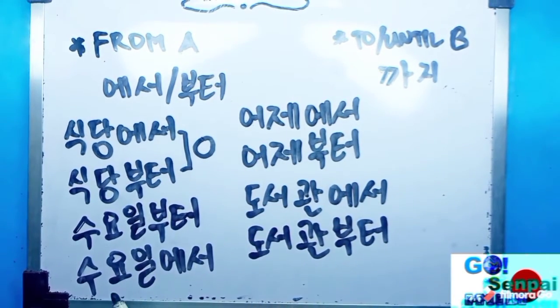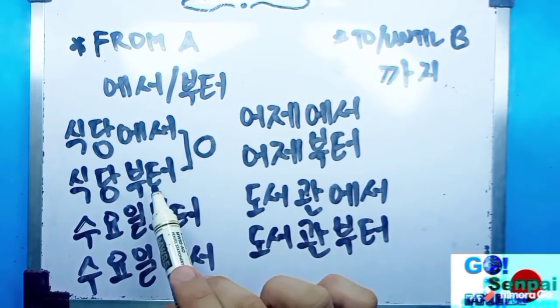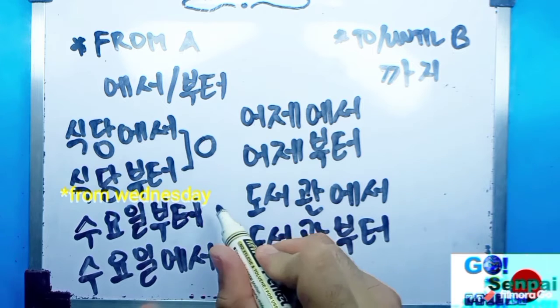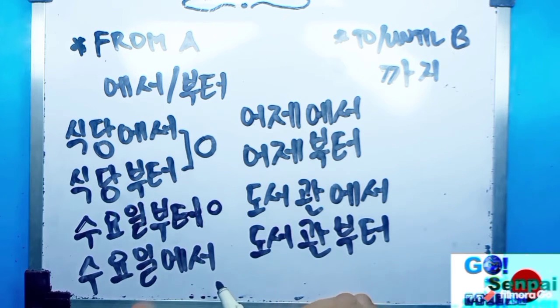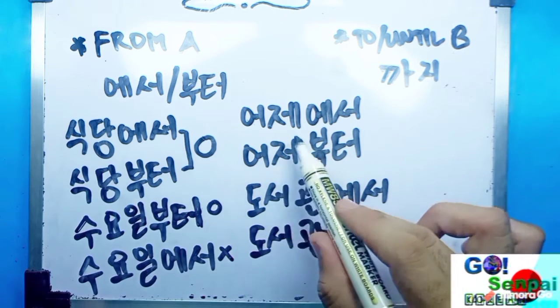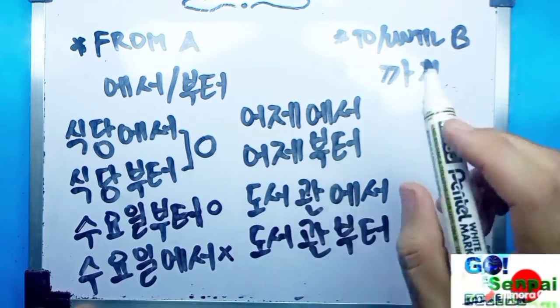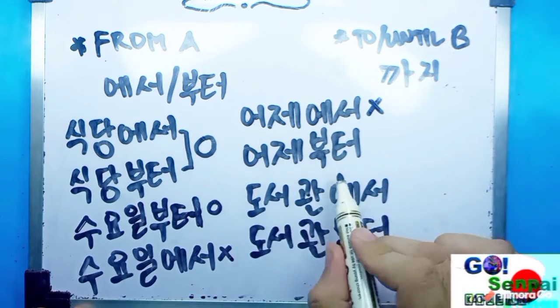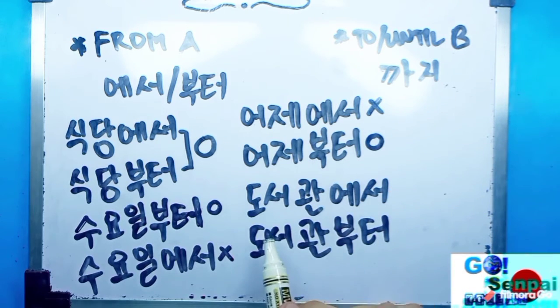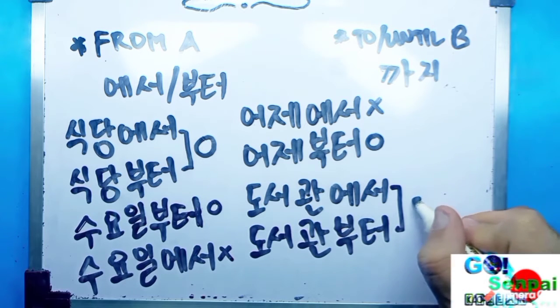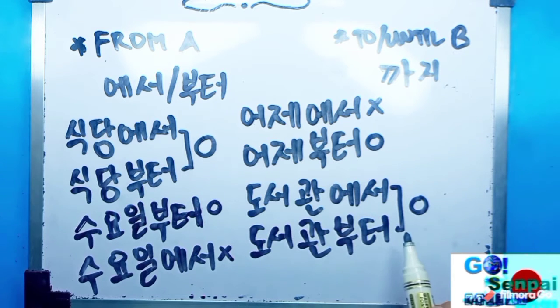Okay, so to mean from, we can use eso and buto. Okay, so from restaurant. Okay, so we have second example, suyuer buto and suyuer heso. Suyuer buto is correct, while suyuer heso is wrong. Okay, so we cannot use eso to mean from when referring to time. Okay, so another example, we have OJ eso, OJ buto. Okay, so OJ eso, si OJ is a time adverb, so we cannot use eso. So OJ buto is the correct answer. Last example, we have Tusuguan eso and Tusuguan buto. These two examples are correct. Okay, so eso and buto can mean from when referring to location.